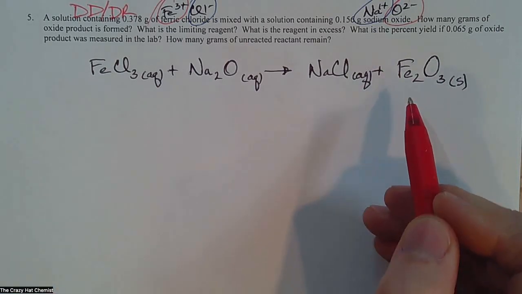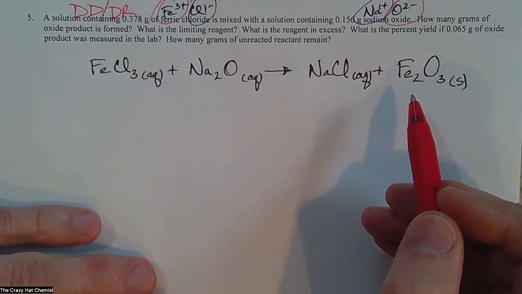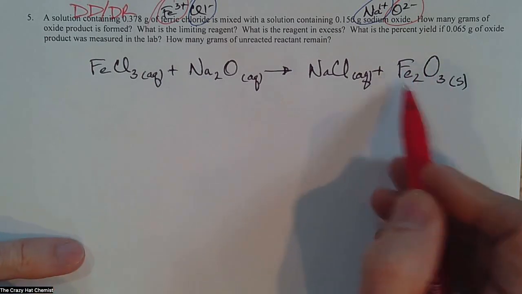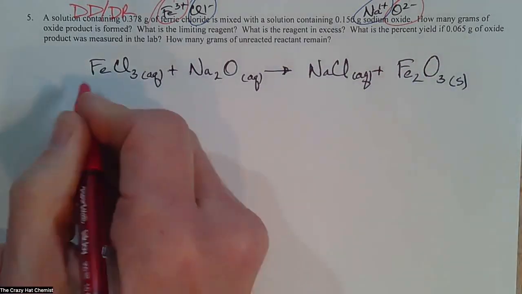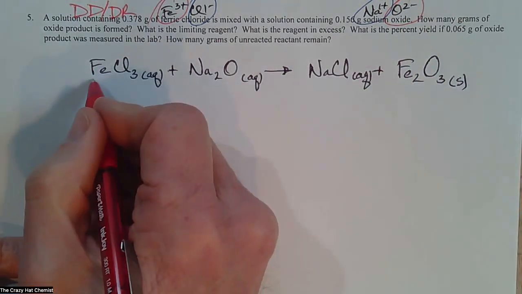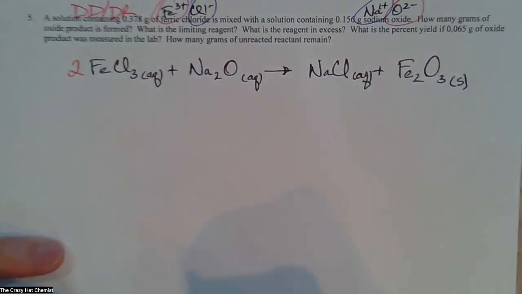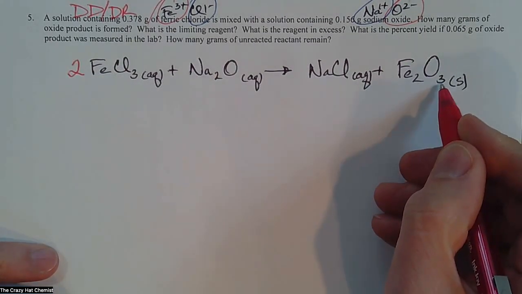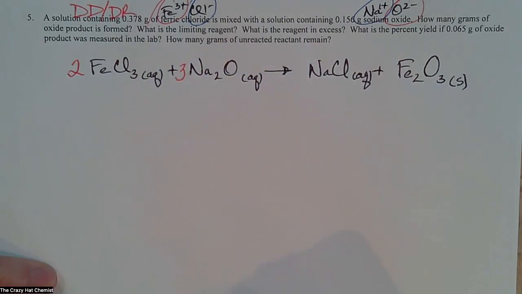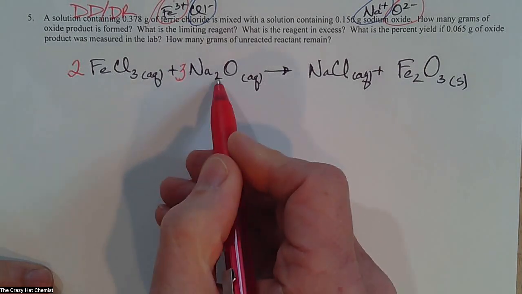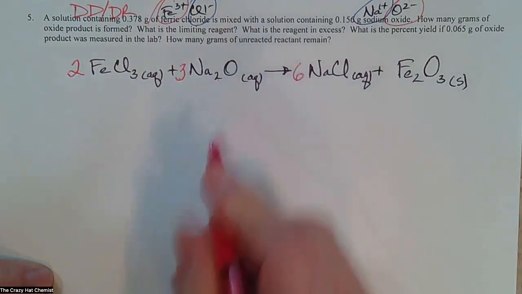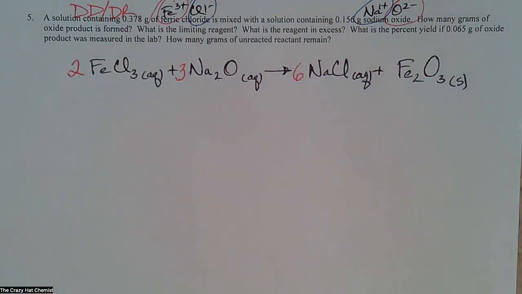Now, what we're going to do is balance this. And most commonly, you look at the most complicated formula and look for balancing. This is the most complicated, unusual formula. So there are 2 irons on the product side. There's 1 iron on the reactant side. I'm going to place a 2 in front of the ferric chloride. There are 3 oxygens on the product side. There's 1 oxygen on the reactant side. I'm going to place a 3 in front of the sodium oxide. That gives us 3 times 2, that's 6 sodiums, and 2 times 3, that's 6 chlorides, and therefore I'm going to have that number in front of the sodium chloride.